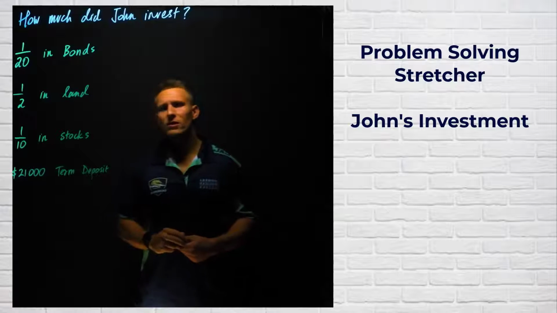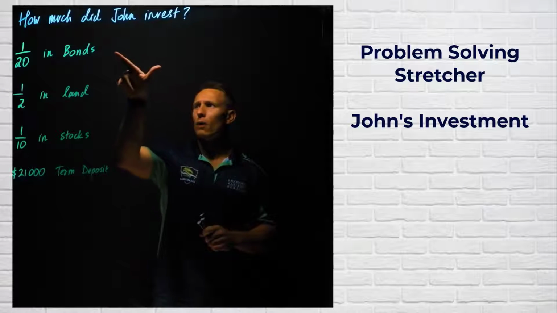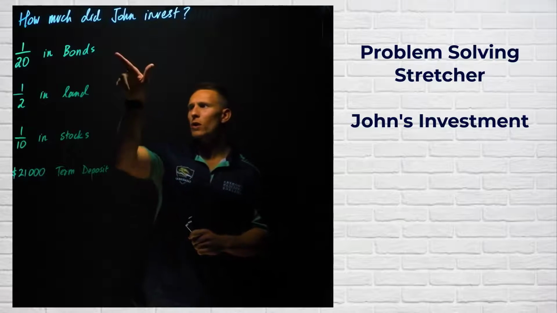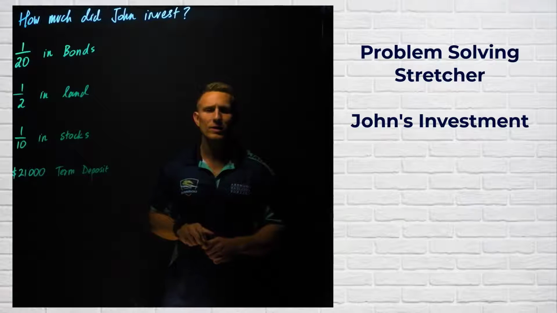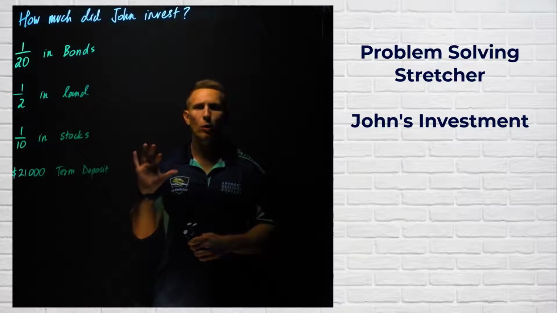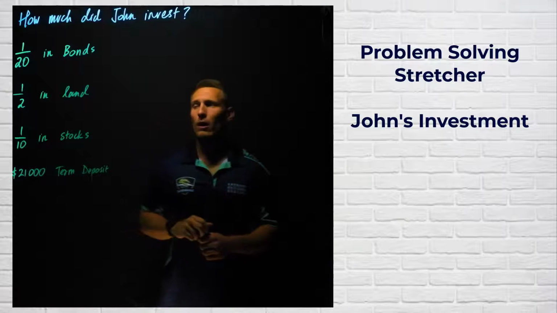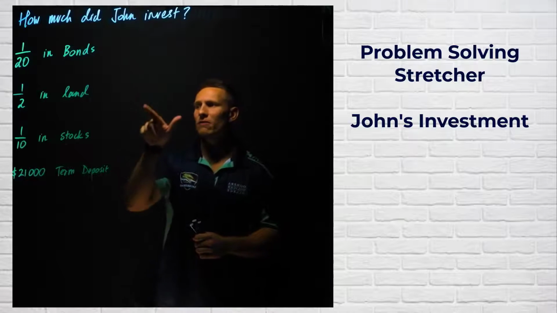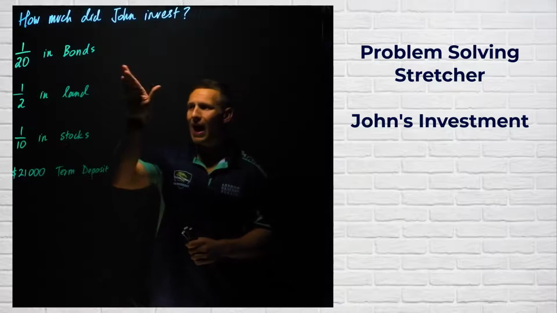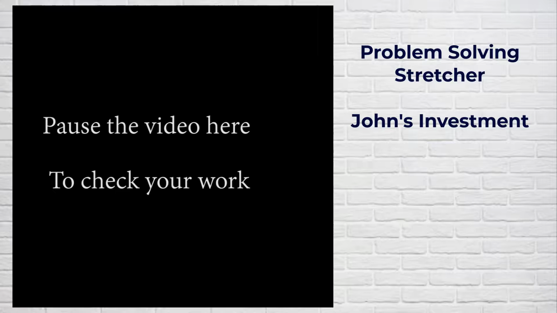Okay guys, so the first thing I want you to do for this problem is to work out what the lowest common denominator is of these three fractions. So 1/20th, a half, and 1/10. I want you to pause the video. I want you to work out what the lowest common denominator of 20, 2, and 10 is, and then I would like you to add the three fractions together. So find the lowest common denominator and then add the three fractions together. That's what I'd like you to do now.